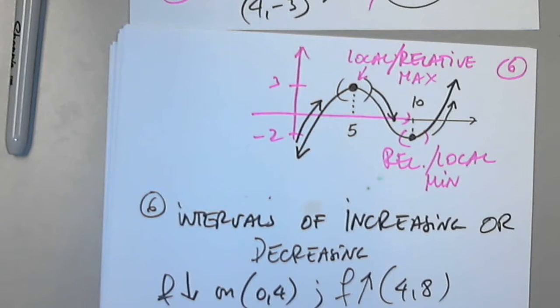When we're asked for the intervals of increasing or decreasing, we're not asked to say it increases from 5 to 10. No. We're asked about the trend. So it's increasing between x equals this and x equals this. We don't care from what to what. And it's decreasing between this and this.